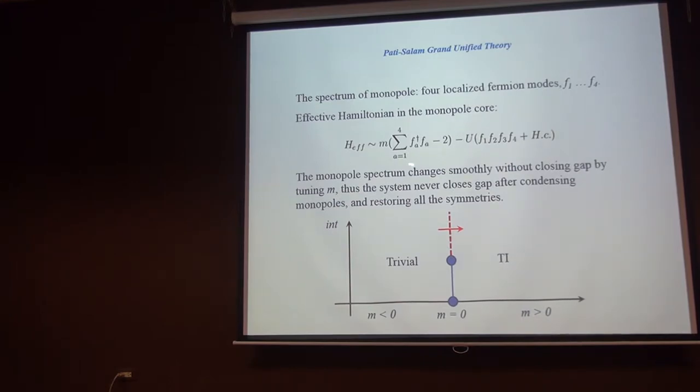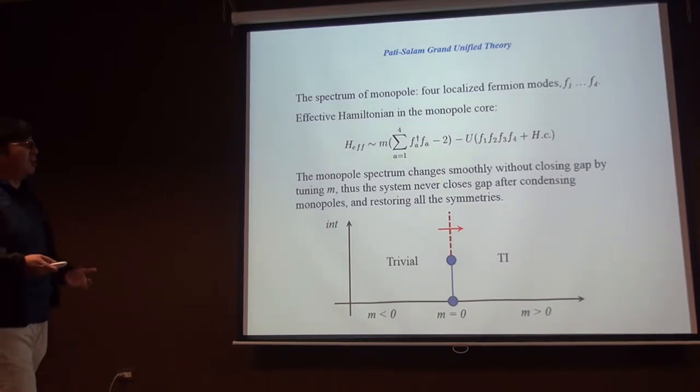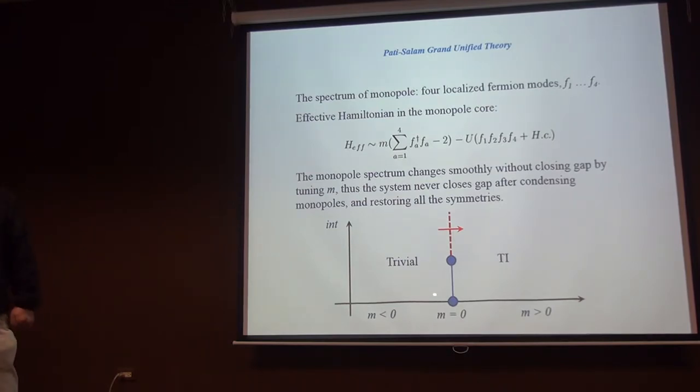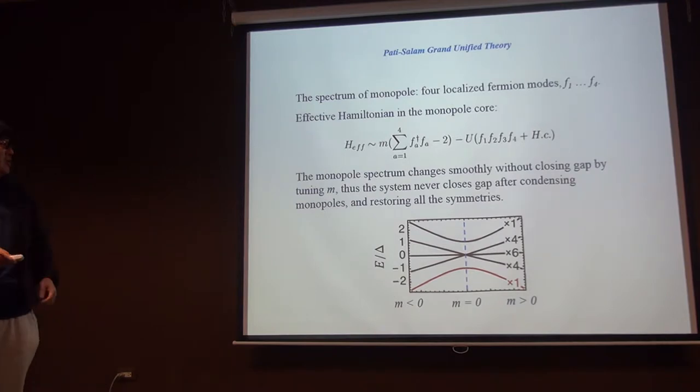Then you can see that without interaction in this term, when M equals 0, this term will close the gap. This means that if I don't turn on any interaction in the monopole core, when I condense the monopole, I would go through a phase transition, which precisely corresponds to this phase transition. However, as long as I turn on an interaction, the monopole core spectrum will change like this. And this is the ground state. This is the excited state. So the monopole core spectrum will never close the gap anymore.